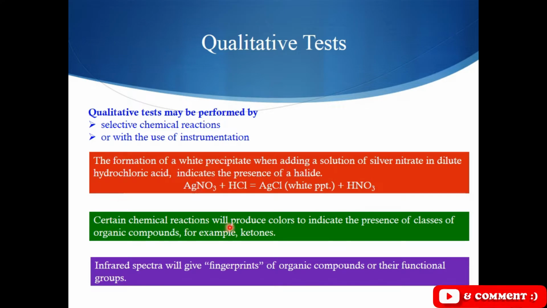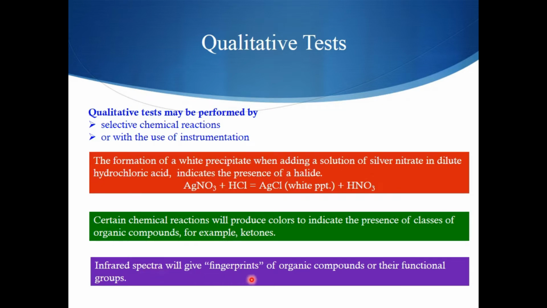Certain chemical reactions will produce colors to indicate the presence of a class of organic compounds, for example, ketones. This will also come under the heading of selective chemical reactions. Ketone, which is a class of organic compound, can be detected by the presence of a colored compound in the sample by adding selective chemical reagents.